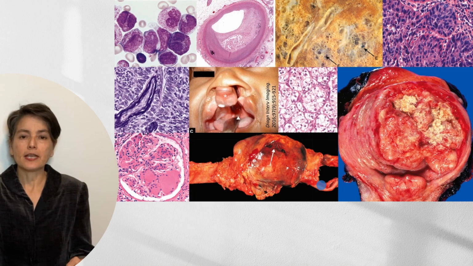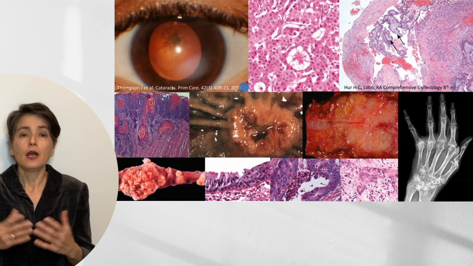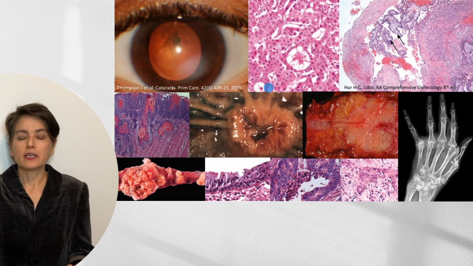All right, one more set of images. Here is a cataract, which, as I mentioned before, is associated with smoking, perhaps due to oxidative stress or to heavy metals present in tobacco smoke. Hepatocellular carcinoma is linked to a number of carcinogens in cigarette smoke, as is colonic adenocarcinoma, which you see here.